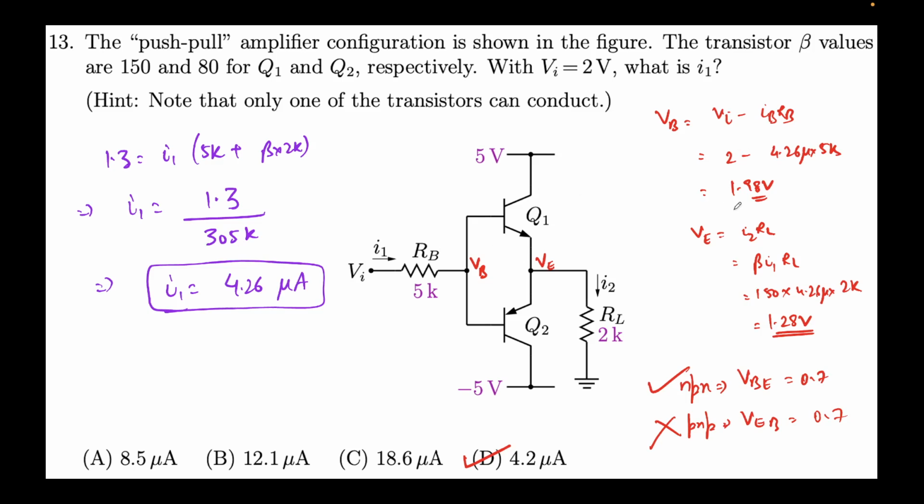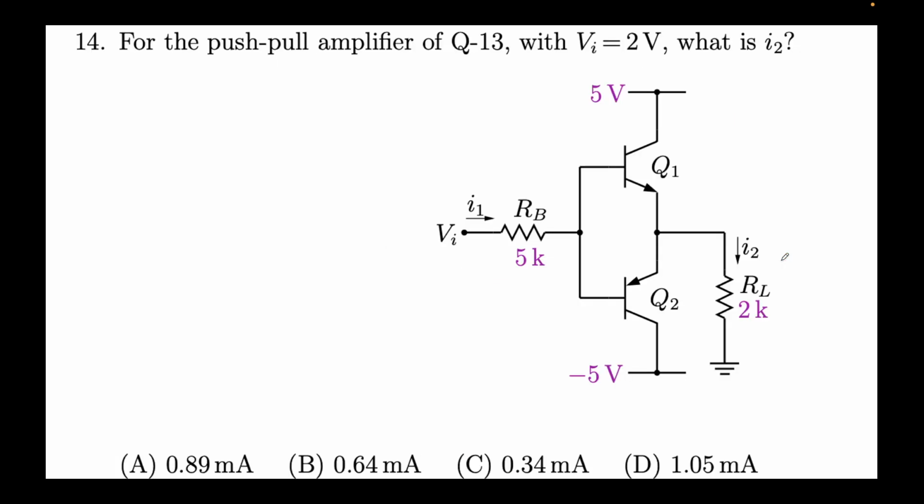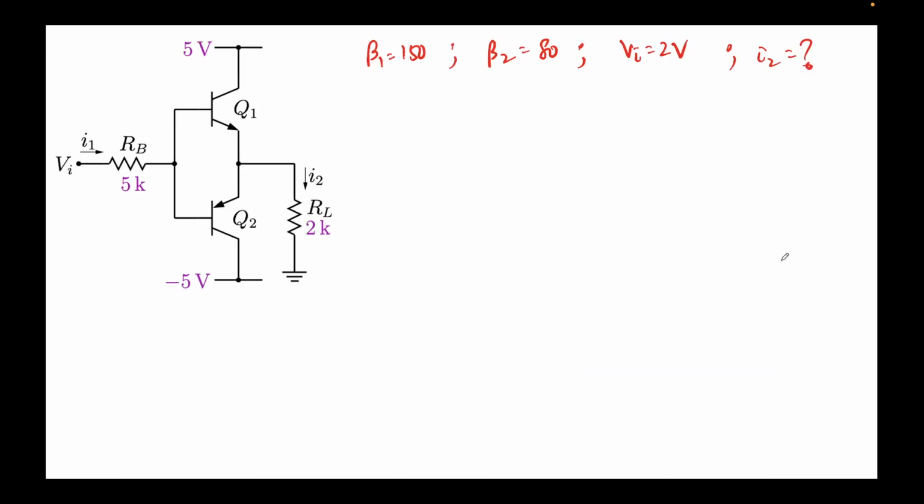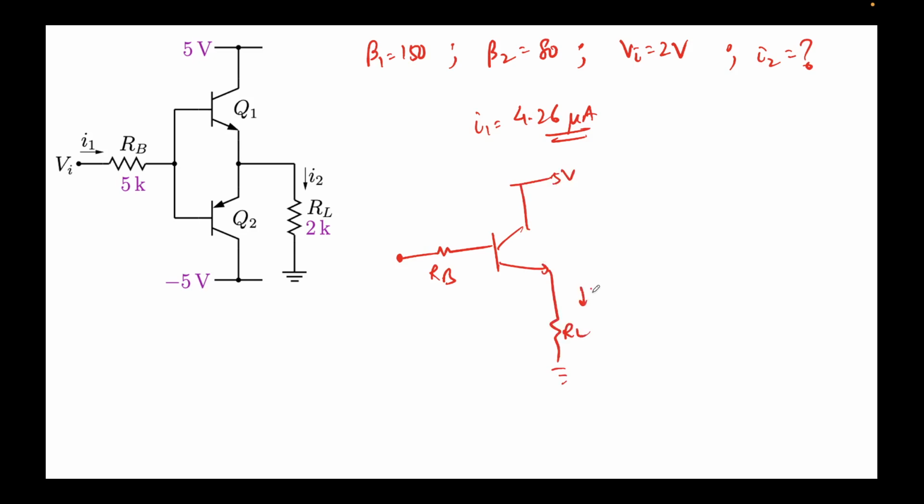So yeah, that's the analysis part that we have done. So for now, this is the same problem with VI is 2 volts, and remember we had obtained I1 equal to 4.26 microamps, right? And we simply said that, so I'll draw the circuit diagram for clarity. This is RB, 5 volts, RL, so this is I2, and this was our I1, this was our V input. So what we saw is that I2 is nothing but beta times I1, right? Because this is the emitter current and this is the base current, and actually this is collector current, but since beta is large enough, beta plus 1 can be approximated to beta.